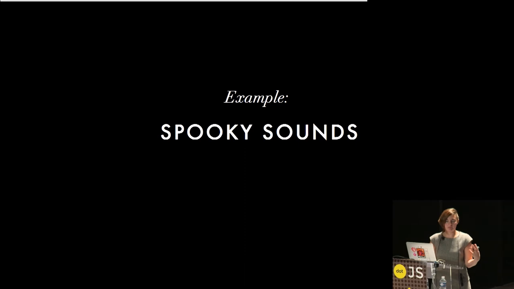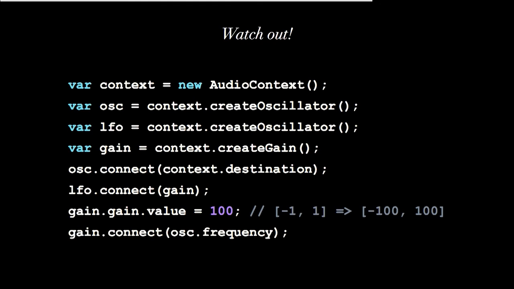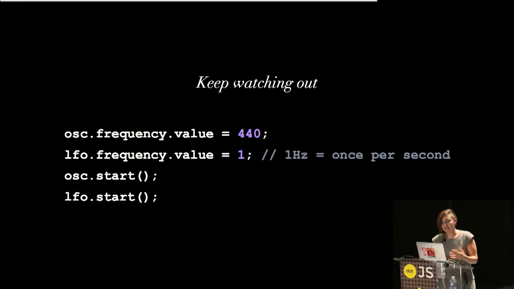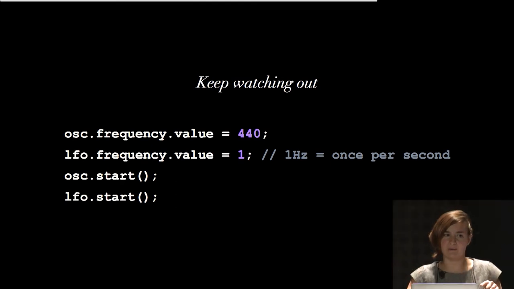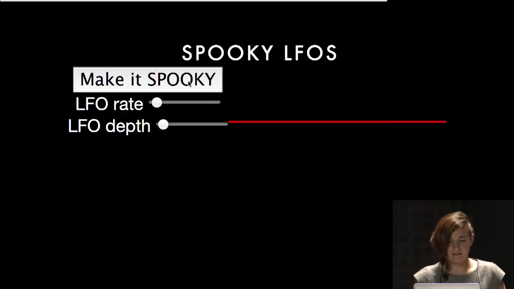For example, I want to show you some spooky sounds. We're going to connect the output of one of those low-frequency oscillators to the frequency of the other oscillator. So I need you to watch out because it's complex. We create an oscillator and a second oscillator, which is the low-frequency oscillator, and we create a gain node. We connect the oscillator to the destination as usual, and then we connect the low-frequency oscillator to the gain node. And the gain node is usually multiplying by one. By multiplying by 100, the output of minus one, one is going to be minus 100, 100. And we connect the gain to the frequency of the previous oscillator. Keep watching out. Then we change the value to 440. And once you start this thing, it's going to be changing from 340 to 540 because it's oscillating once a second. And this is more or less what it looks like. And this is how it sounds.